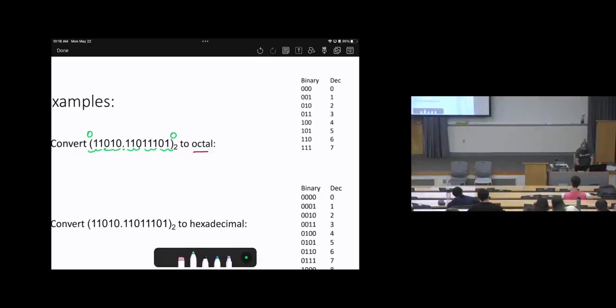So the first number on the left, 0, 1, 1, which is equivalent to number 3. Now, 0, 1, 0, equivalent to number 2. Now put a radix point. 1, 1, 0 is equivalent to number 6. 1, 1, 1, equivalent to number 7. 0, 1, 0, don't forget this 0. 0, 1, 0 is equivalent to 2. Then this is the number in octal.